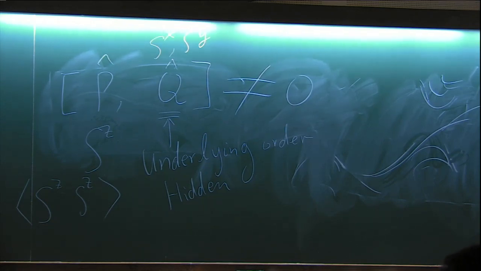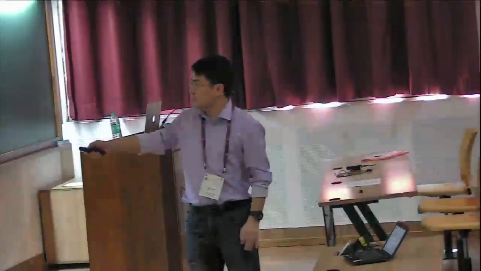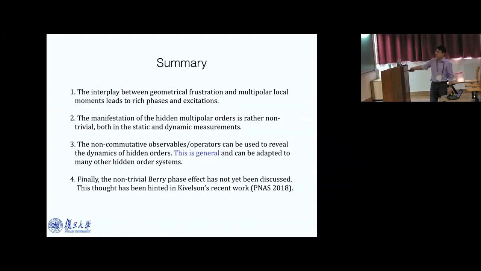So this idea is called non-commutative observables. It can be used to reveal the dynamics of hidden order. Actually, this idea is quite general, because this observation is not just applied to this system. I just use this system as an example to illustrate this idea. There can be non-trivial implications here, but I don't have time to mention them.